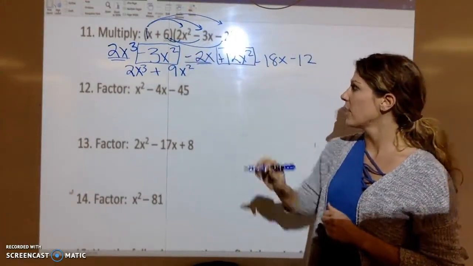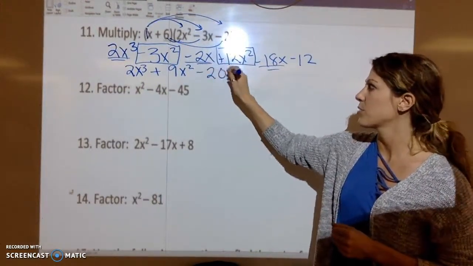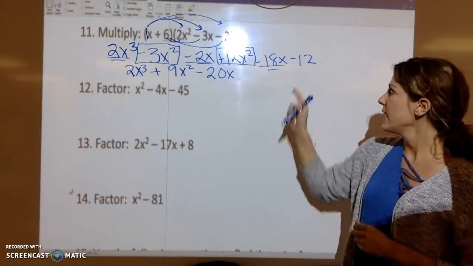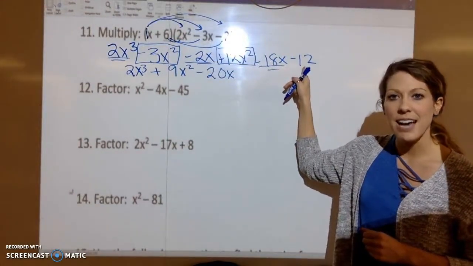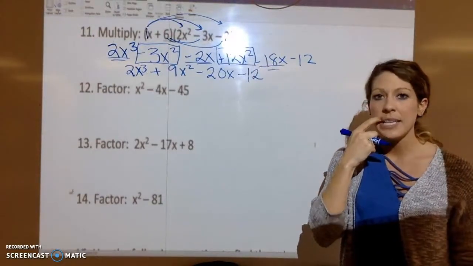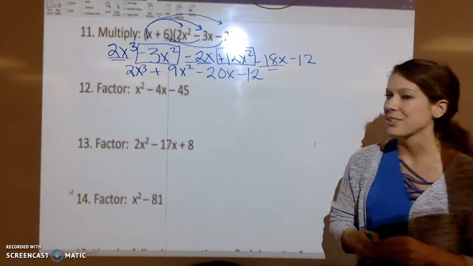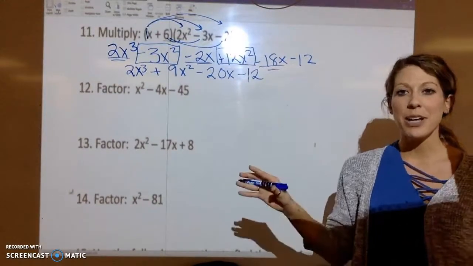Negative 2x also has a like term in negative 18x. So together those give us negative 20x. And then negative 12, the constant, it doesn't have a like term, so we just add on a negative 12 on the end. So our final answer is 2x cubed plus 9x squared minus 20x minus 12. Right, so that's multiplying polynomials.